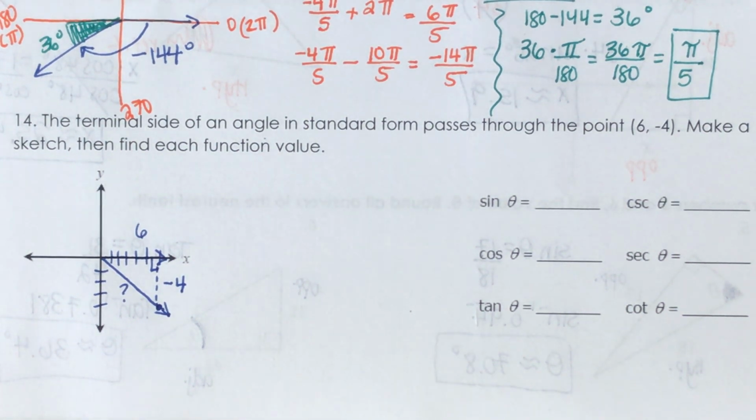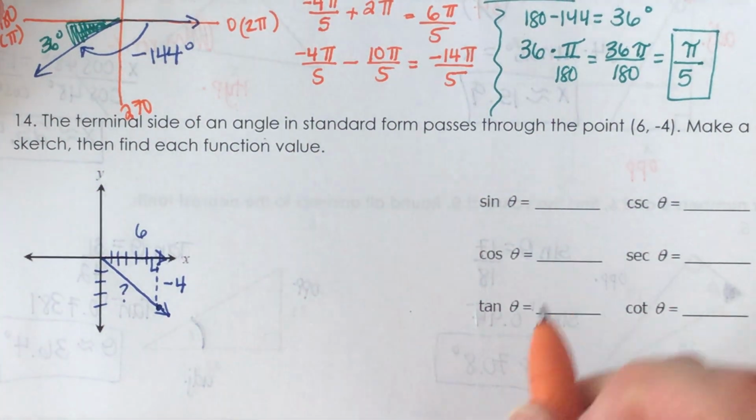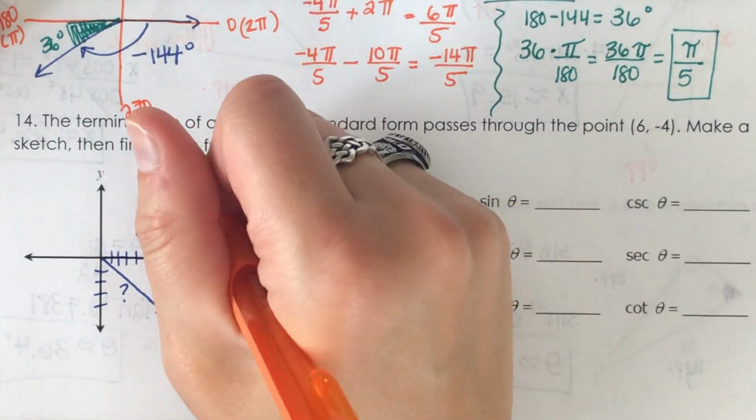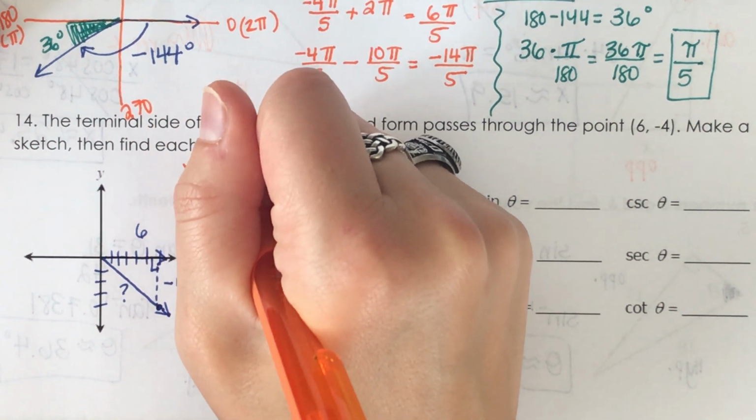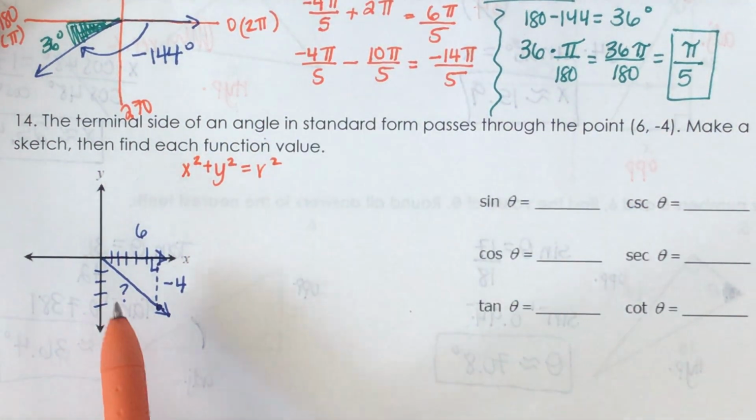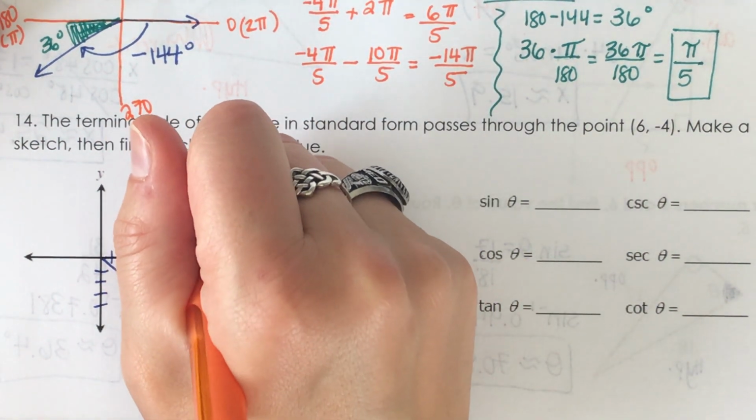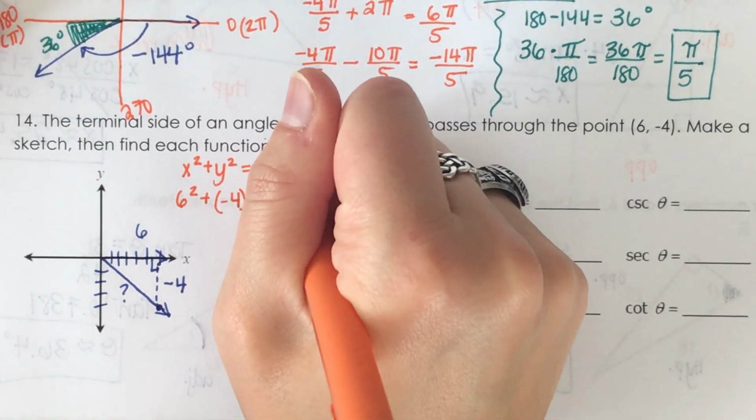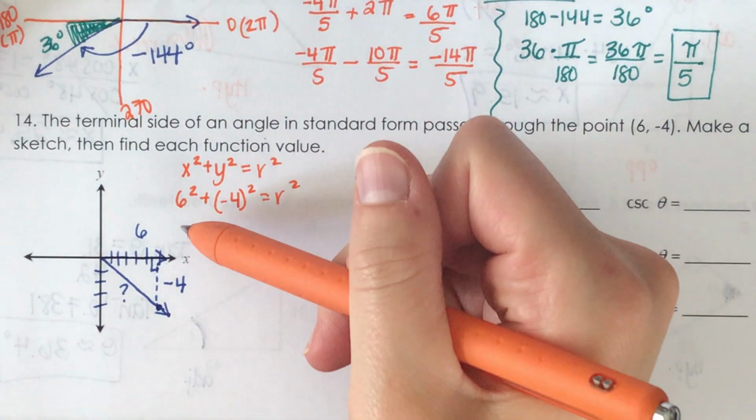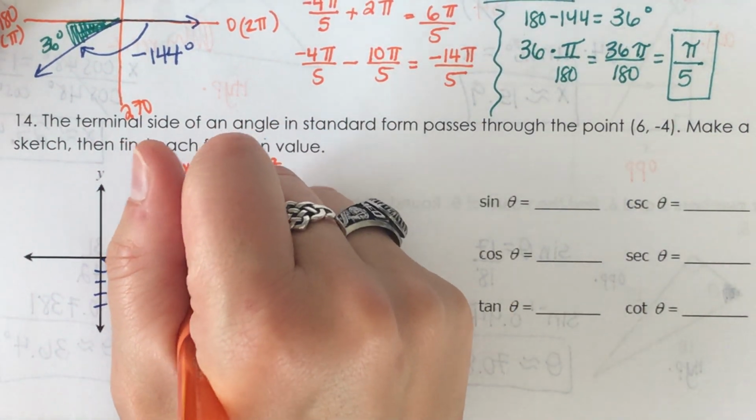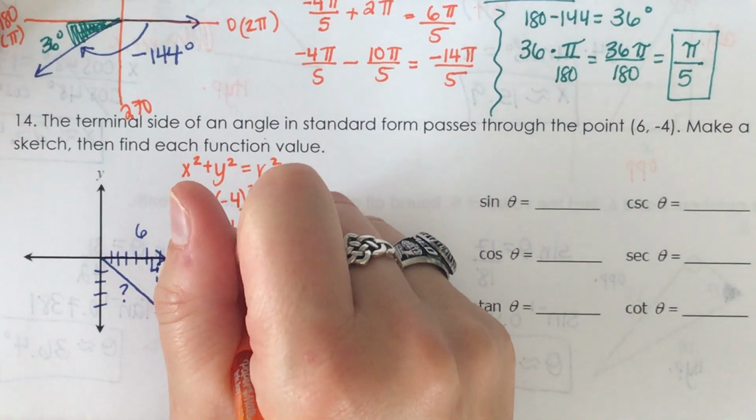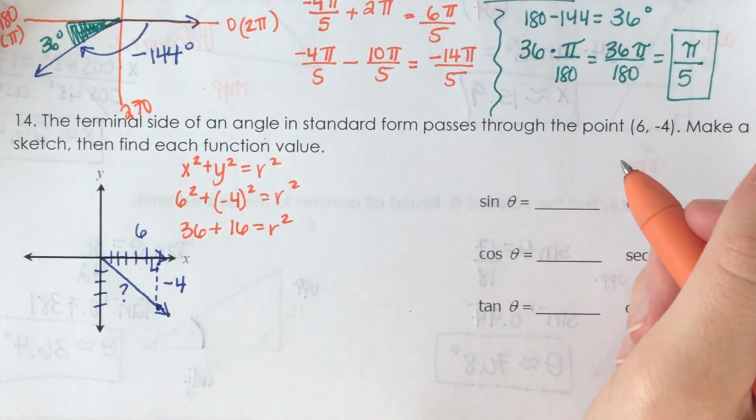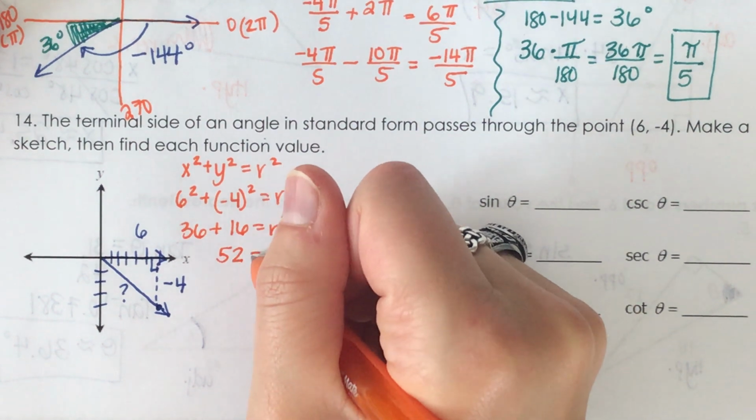So just like what I did in the very first problems, I'm going to have to find the unknown side length of a right triangle. So I'm going to use the Pythagorean Theorem. Instead of a, b, and c, I'm really using x squared plus y squared equals r squared. So my x value is 6 squared, my y value is negative 4 squared, and I'm trying to figure out what my radius or my hypotenuse is. So 6 squared gives me 36, negative 4 squared gives me 16. If I add those two together, I get 52.